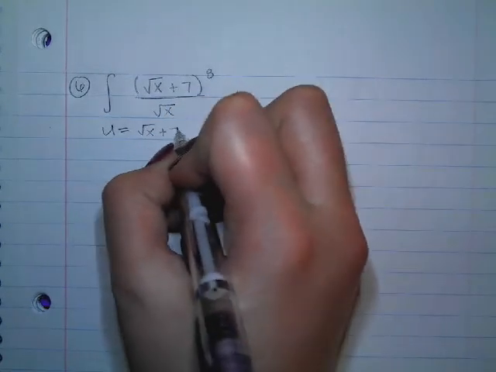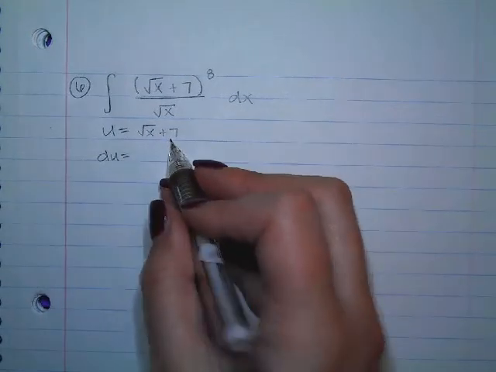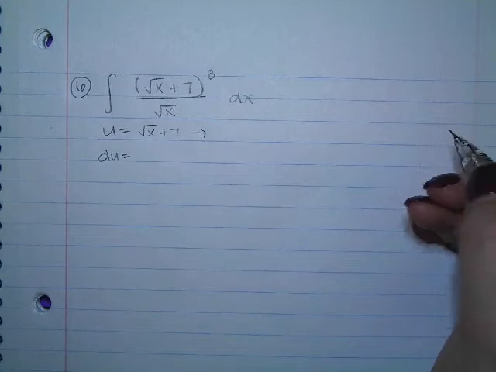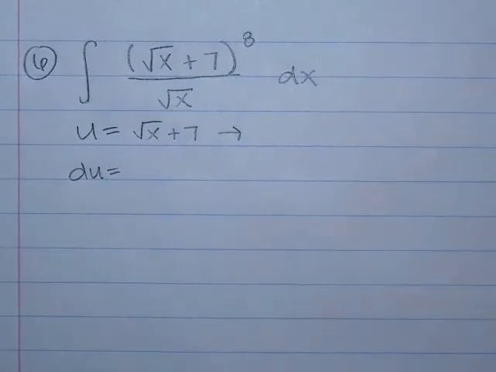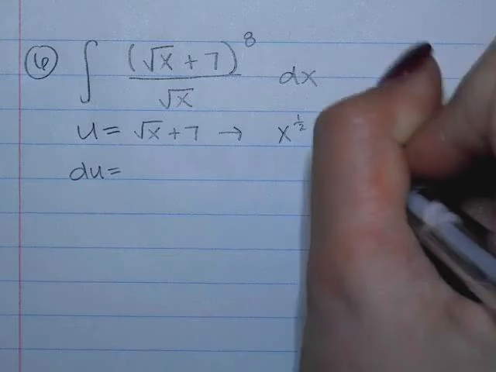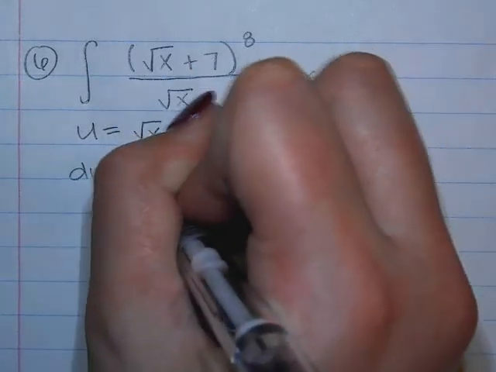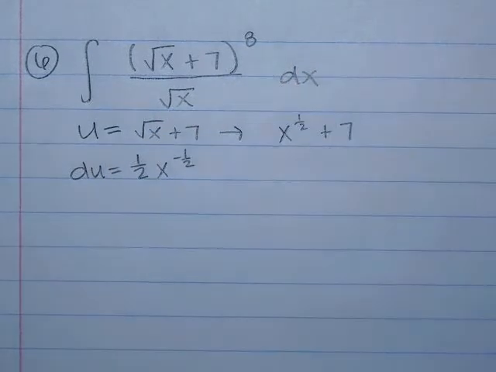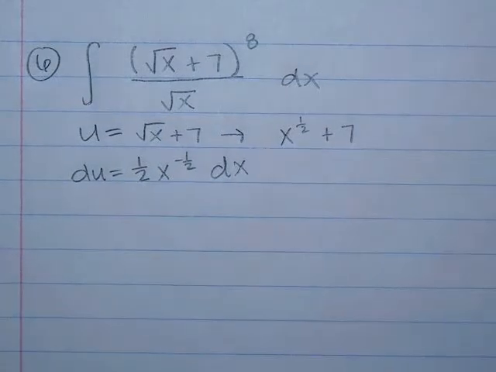Root x plus 7. To find the du, I have to take the derivative of this, so I'm going to go ahead and rewrite it so it's easier to take the derivative of. So what should I rewrite it as? X to the 1/2 plus 7. Okay, and then when I take the derivative, all right, and then I've got dx. Derivative of x is dx.